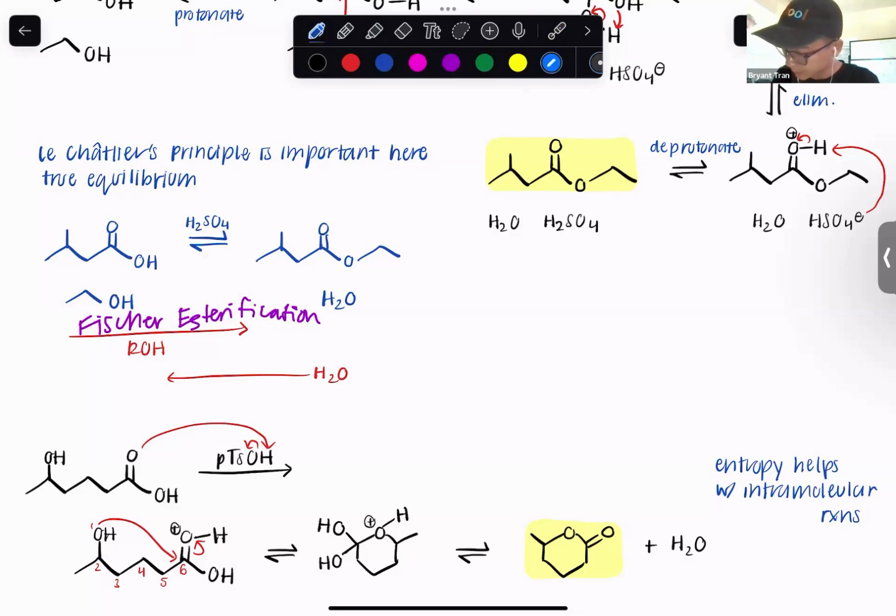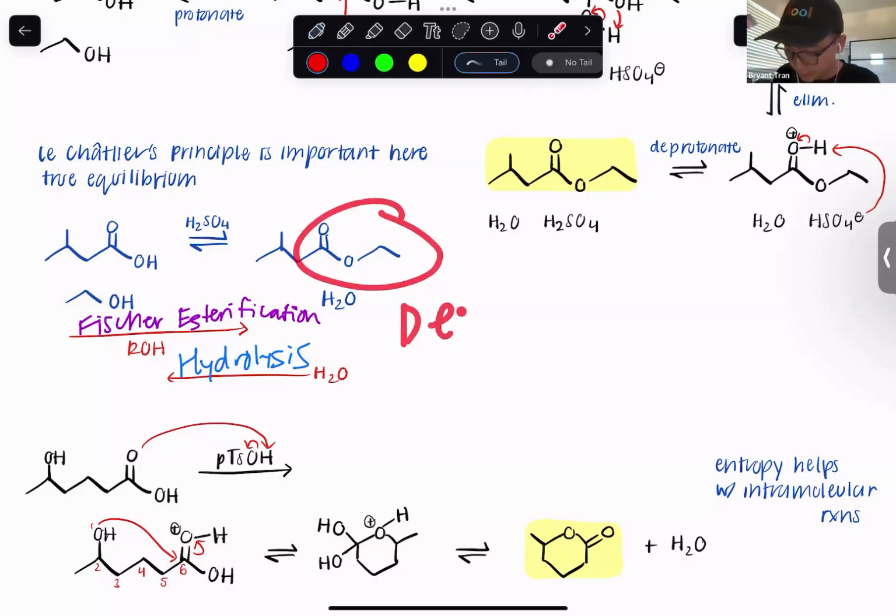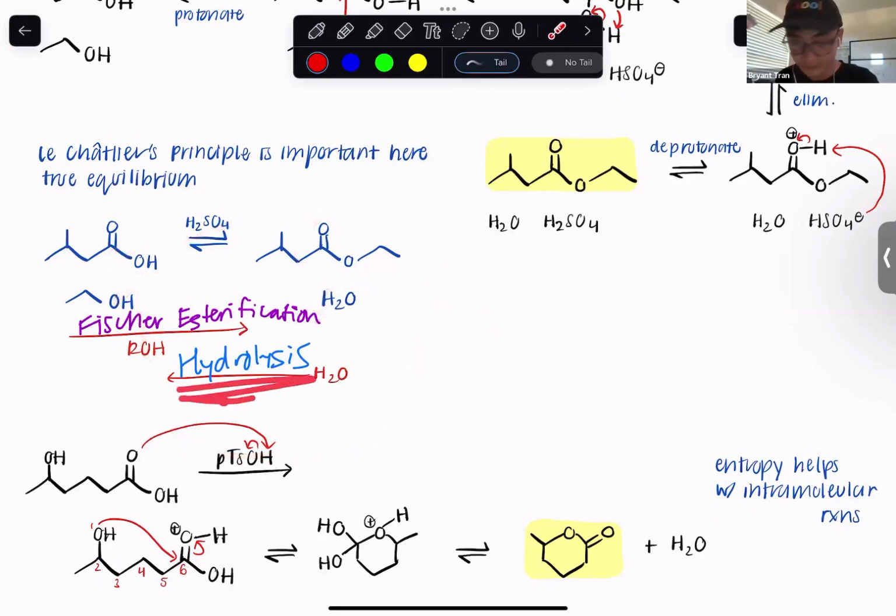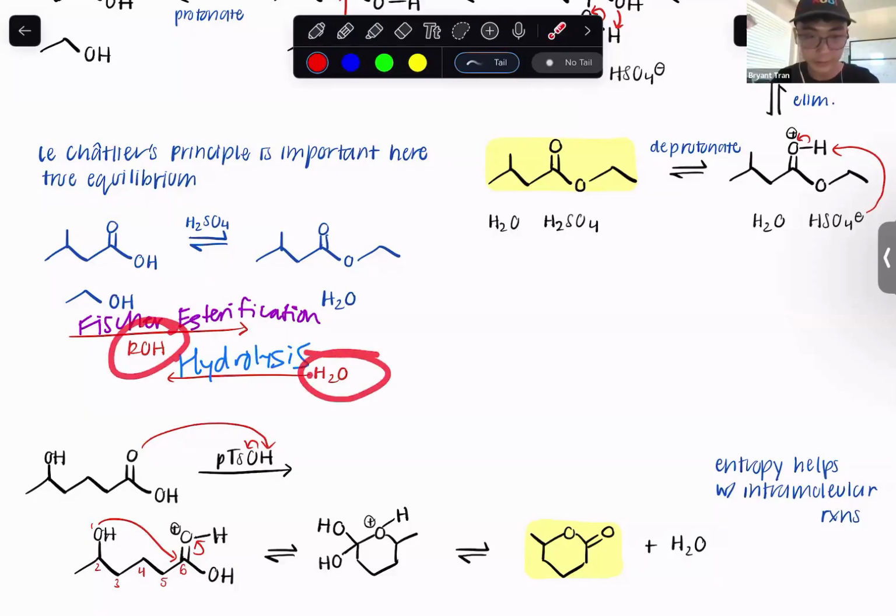Whereas the name of this bottom reaction is hydrolysis, like we talked about earlier, where the reactant here is an ester, which is a derivative reacting with acid and water, going back to the parent functional group, carboxylic acid. Hydrolysis, right? And the reaction is going to be favored depending on the concentration of alcohol versus water.